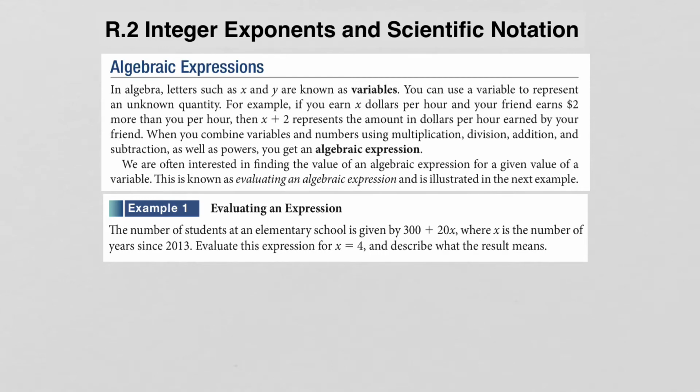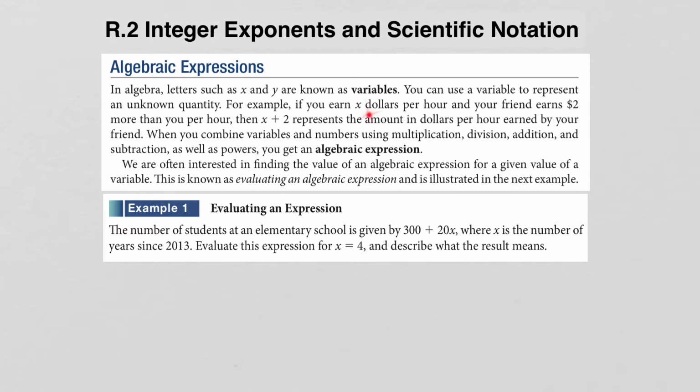In R.2, we look at integer exponents and scientific notation. So first, let's talk about algebraic expressions. In algebra, letters such as x and y are known as variables. You can use a variable to represent an unknown quantity.